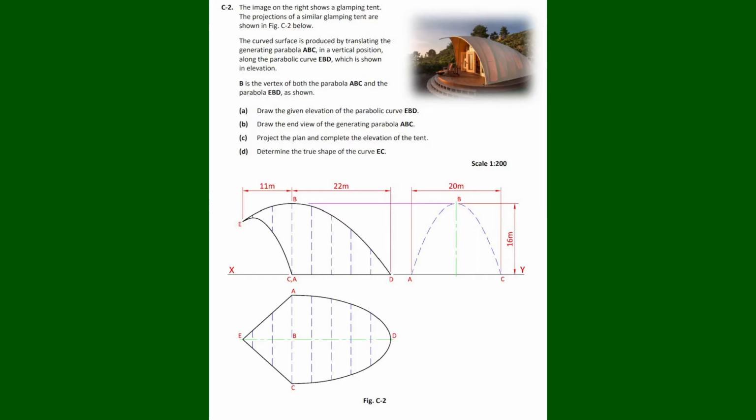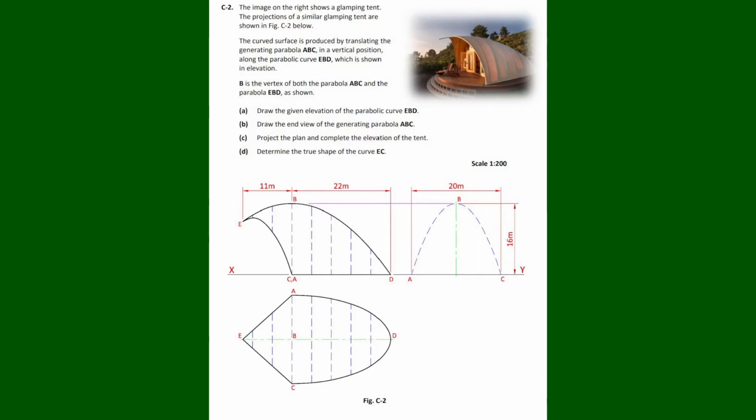B is the vertex of both the parabola ABC and the parabola EBD as shown. We're asked to draw the given elevation of the parabolic curve EBD. For part B, we're asked to draw the end view of the generating parabola ABC. Part C is project the plan and complete the elevation of the tent, and then finally part D is determine the true shape of the curve EC.